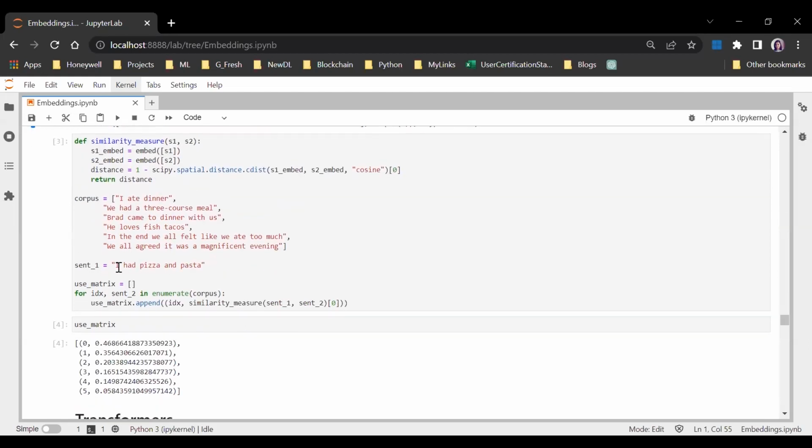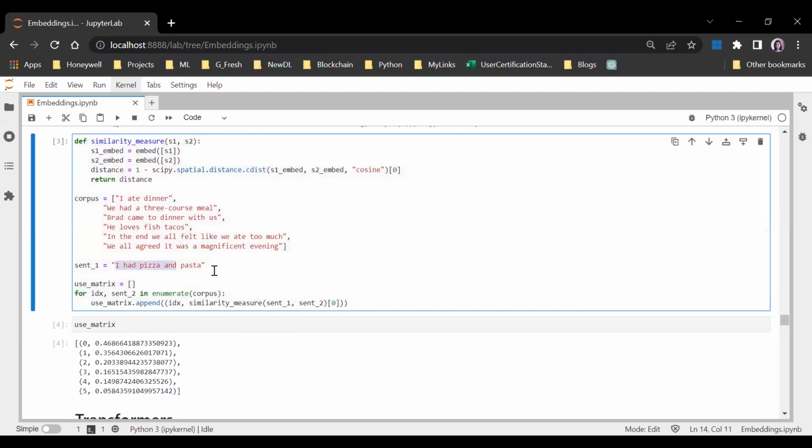So we can continue with the same example. I had pizza and pasta. This is our query sentence. And here we have some 6 sentences in our corpus. And we can use this USE model to get the similarity for each of these sentences.